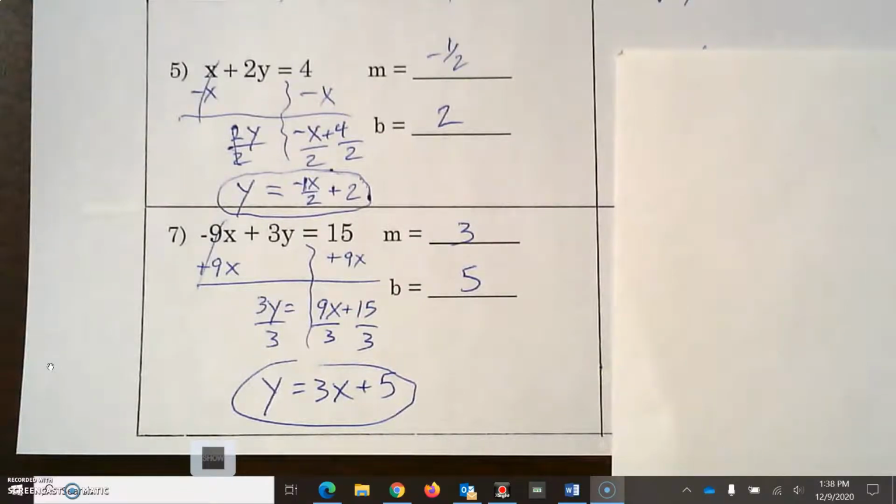Well, anyway, so now divide everything by 3. 3 went into everything. Sometimes they do, sometimes they won't. There, I'm done. My slope is 3, my y-intercept is 5.